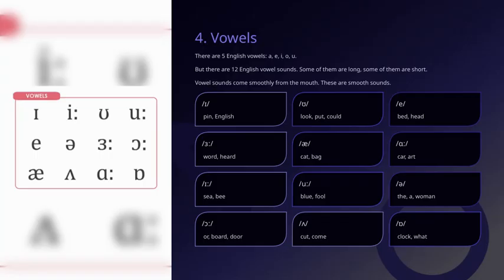Let's talk about vowels. There are 5 main vowels in English: a, e, i, o, u, but what's interesting is that, in fact, there are 12 different vowel sounds. Some of these sounds are long and some are short, which adds richness and variety to how words are pronounced. Vowel sounds tend to come smoothly from the mouth, creating what we call smooth sounds. For example, the small cap I sound, like in pin or English, or the reversed open lengthened sound, as in word or heard.